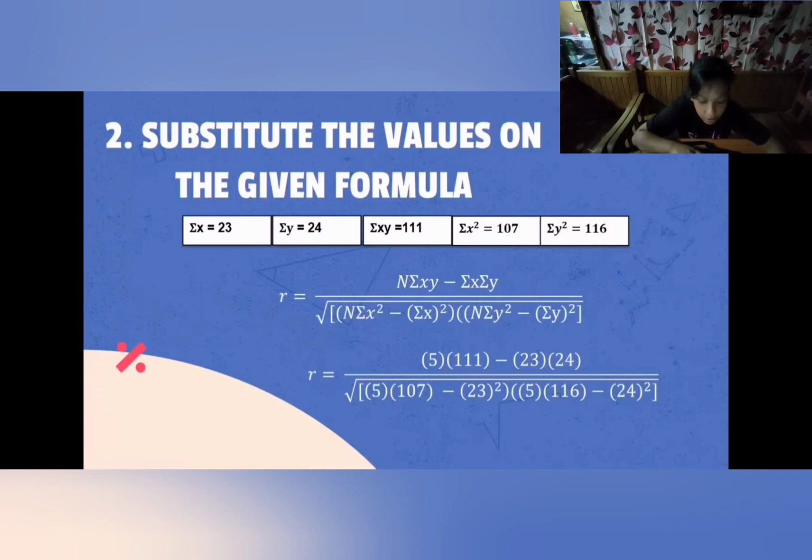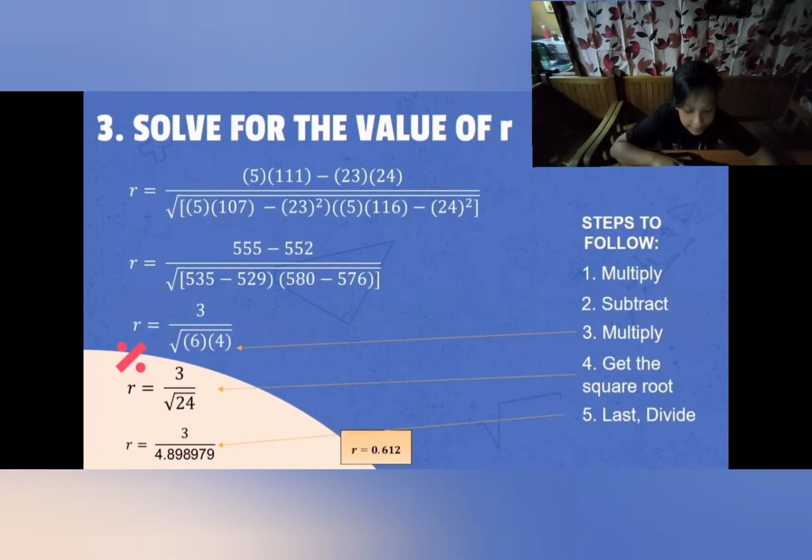After we substitute the value on the given formula, the next step is to solve for the value of r. As we can see here, we already substituted the values a while ago. So we will solve this using the following steps. There are several steps to do in order to solve the value of r.